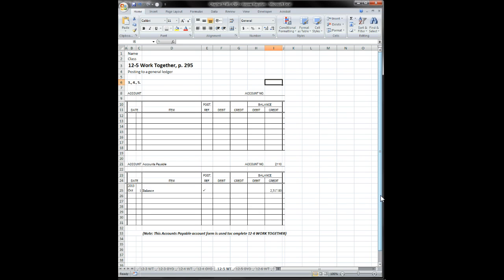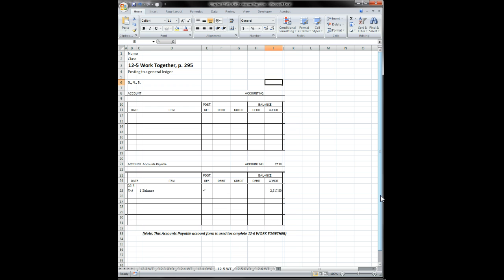So the book says use the partial cash payments and general journals from Work Together on page 282. That, by the way, is 12-2 Work Together. And so when you're doing on your own, it's referencing 12-2 on your own. General ledger account forms are given in the working papers: accounts payable and one blank form. Your instructor, still me, will guide you through the following examples.